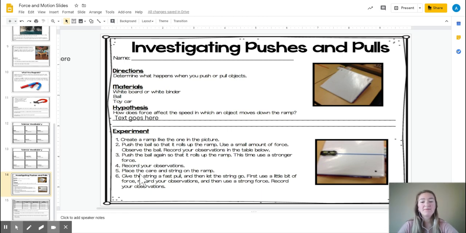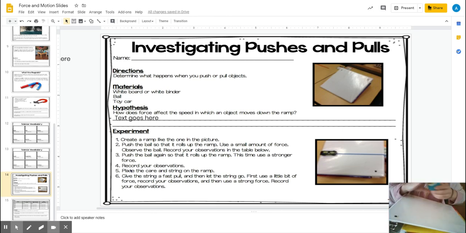And then now we have the experiment. So it says create a ramp like the one in the picture. So you have a ramp. It says use a small amount of force. Observe the ball, record your observations in the table below or our slide.